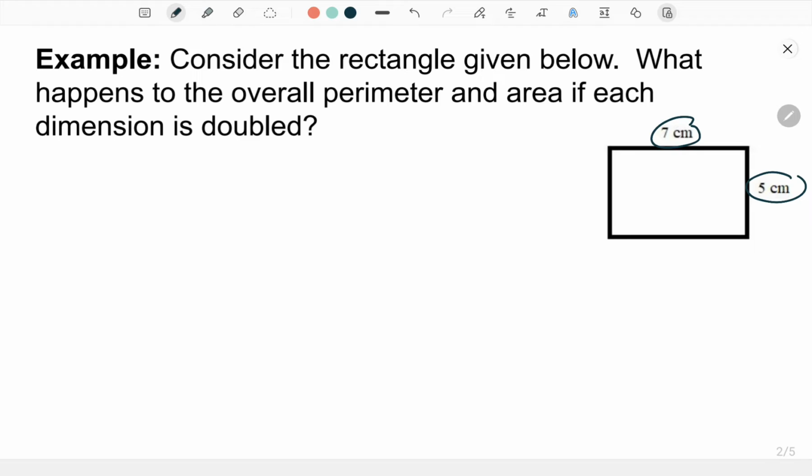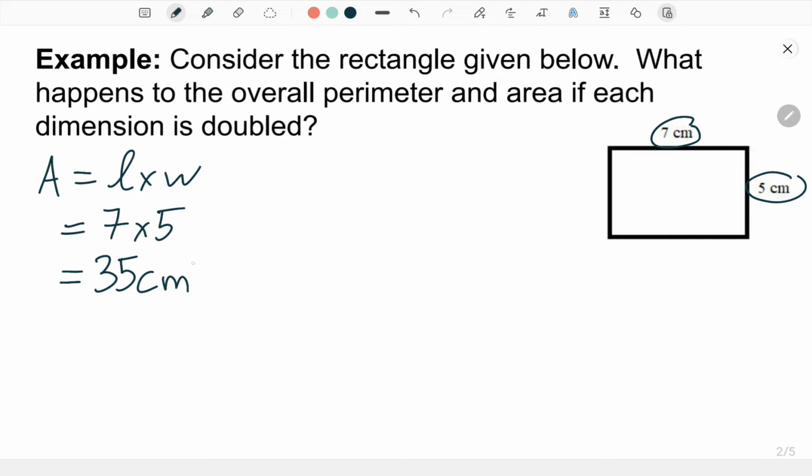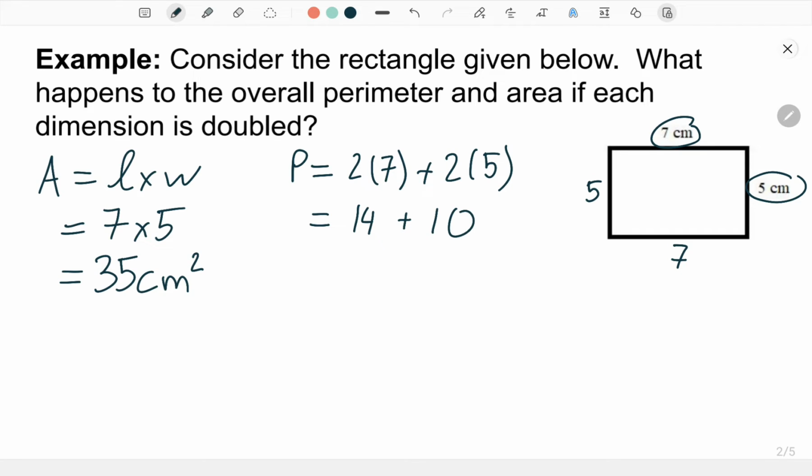So to get started, we'll just need to know what is the original area. So remember, area is length times width, which in this case would be 7 times 5, which is 35 centimeters squared. The original perimeter, we can think of it as we have another 5 and another 7 there. So 2 lengths of 7 plus 2 lengths of 5. 2 times 7 plus 2 times 5, that's going to be 14 plus 10, which is 24 centimeters. So that's the original information given this particular rectangle.